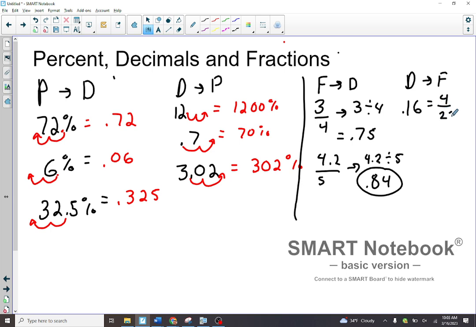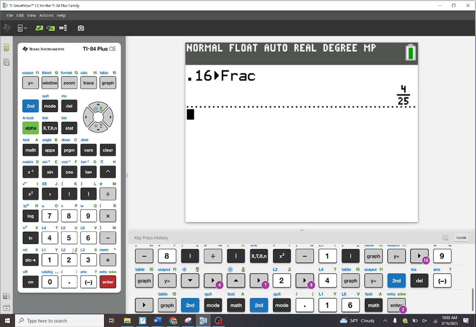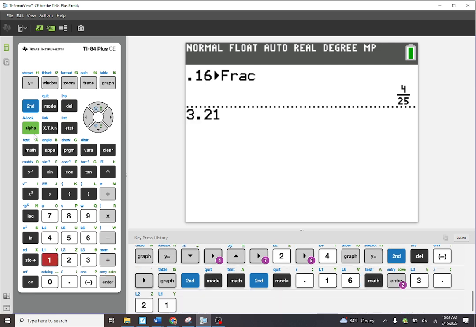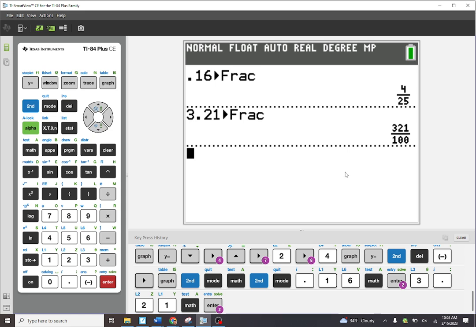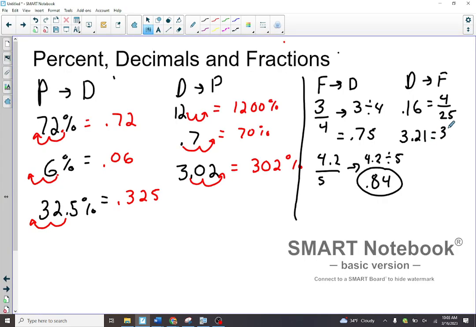So 4/25. If I do 3.21, I go to the calculator over here. 3.21, math frac. Gives me 321 over 100. Don't simplify them, do you? The calculator will automatically give it as simple as possible. Right. So you don't have to actually do anything.